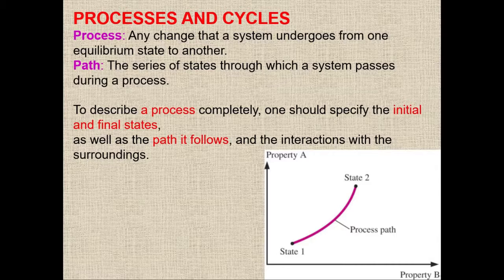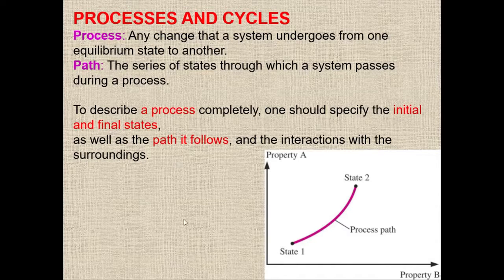With the process, we have to define another term which is called path. Path is basically the series of states through which a system passes during a process. So, the path can be different, but we have to define state number 1 and state number 2. Like we have to define the initial and the final states for a complete process. So whenever we have to describe a process completely, there should be the initial and the final states, as well as the path and the interaction with the surroundings.